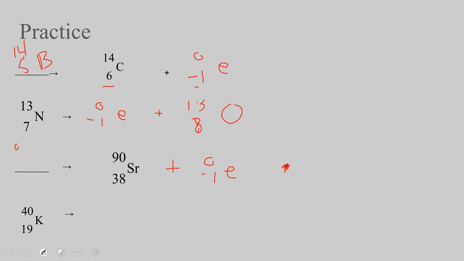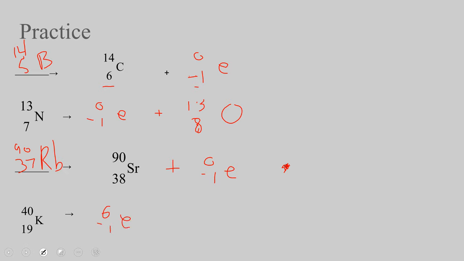We know that our mass stays the same. We gained a proton, so we need to have one less on this side. Search for number 37 on your periodic table. Where is it? Rb, rubidium. Boom. Beta decay.